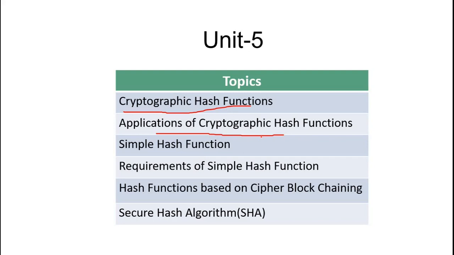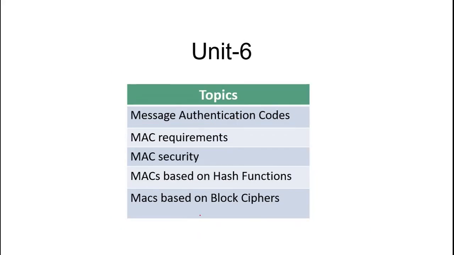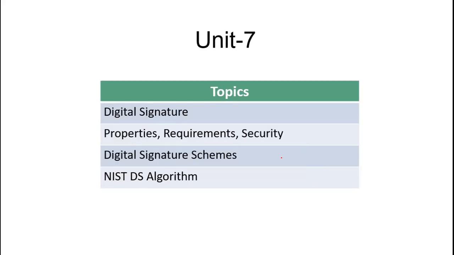Along with the use of various types of hash function, we discussed the issue of collision, and the collision resolution techniques like separate chaining and open addressing. In open addressing, there are linear probing, quadratic probing and double hashing. Then we discussed cipher block chaining and the SHA secure hash algorithm. We discussed unit number 6 about the message authentication code, MAC requirements, MAC security, MAC based hash function and MAC based block ciphers. Then we discussed the digital signature.